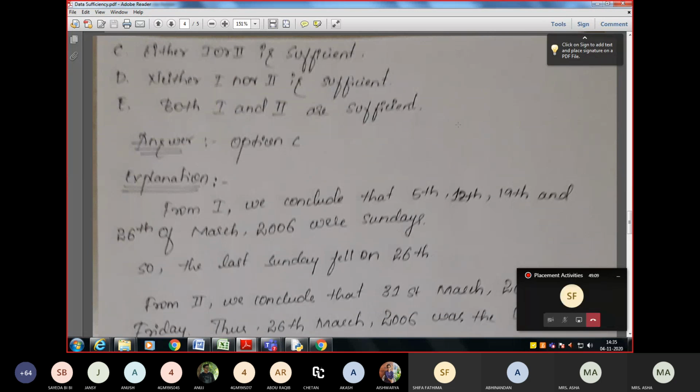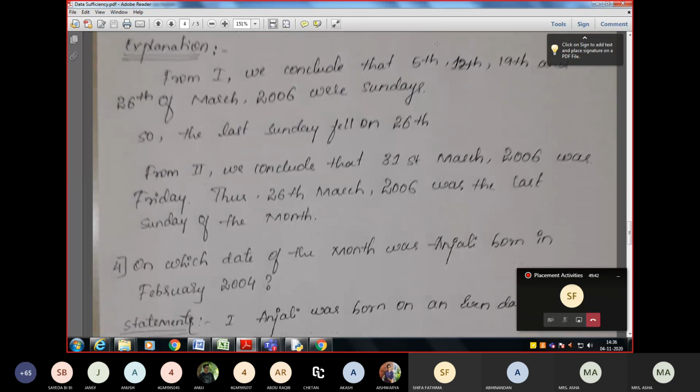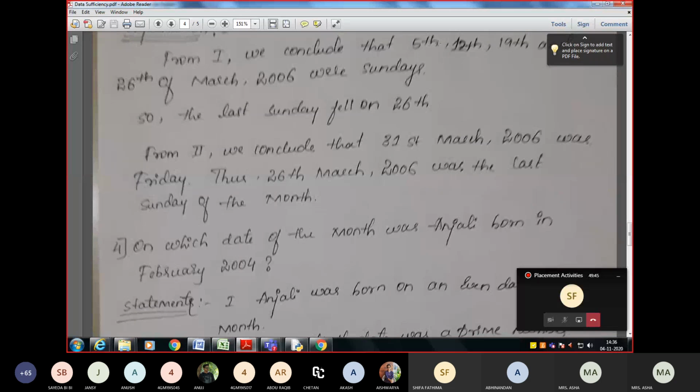D. Neither first nor second is sufficient. E. Both first and second are sufficient. Here, the option is C, because from first we conclude that 5th, 12th, 19th, and 26th of March 2006 were Sundays. So the last Sunday fell on 26th. From second statement, we conclude that 31st March 2006 was Friday. Thus, 26th March 2006 was the last Sunday of the month.